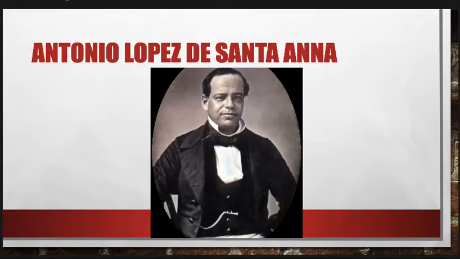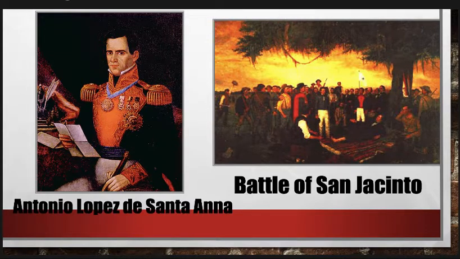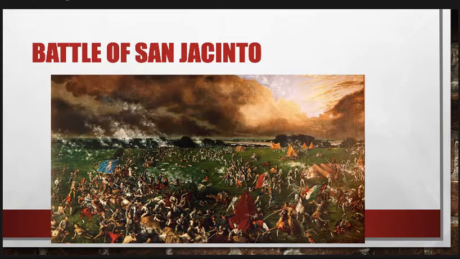Until eventually, along the shores of the San Jacinto River, a battle takes place. This battle is called the Battle of San Jacinto because it takes place on the shores of the San Jacinto River. What had happened is Santa Anna's army had been marching in pursuit of Sam Houston's army.